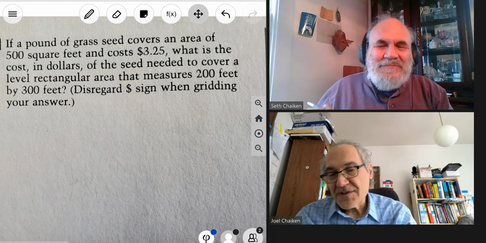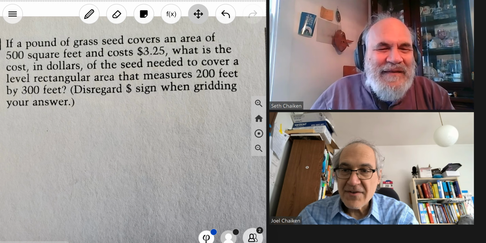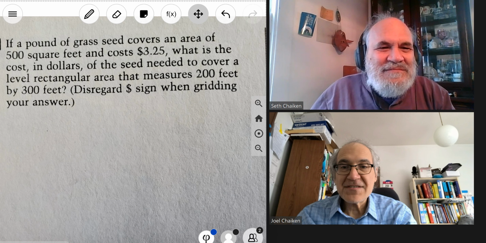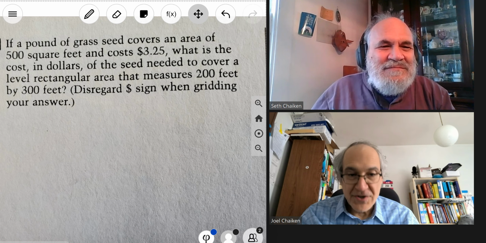Okay, please read it. Come back and we'll do it now. A pound of grass seed covers an area of 500 square feet and costs $3.25 per 500 square feet. What is the cost in dollars of seed needed to cover a rectangular area that measures 200 by 300?